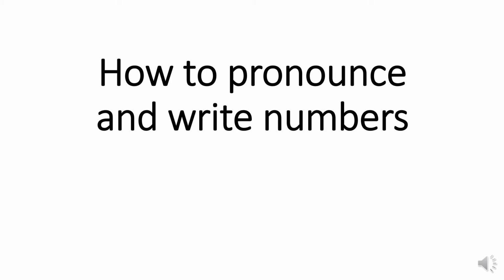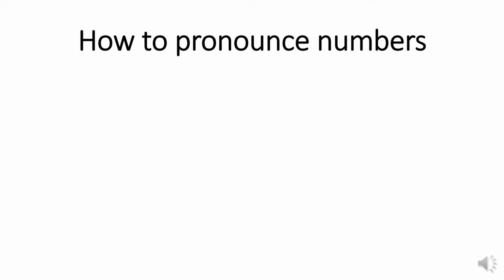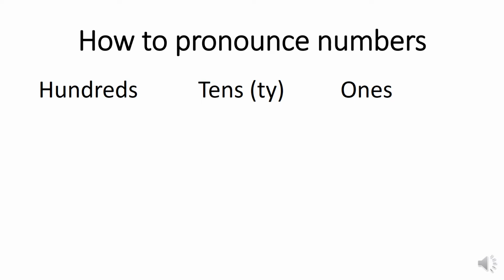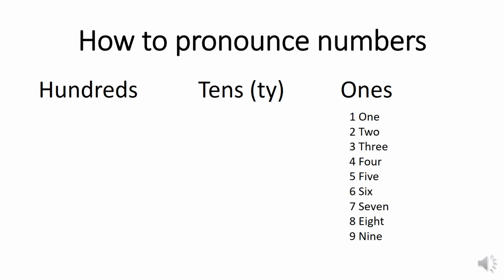Today we're going to talk about how to pronounce and write numbers. First, let's focus on how to pronounce numbers. When we make numbers, we use the basic place values: ones, tens, and hundreds. The ones place has the words that go with each number: 1, 2, 3, 4, 5, 6, 7, 8, 9.